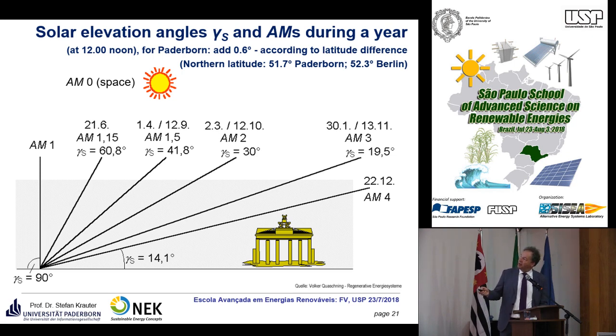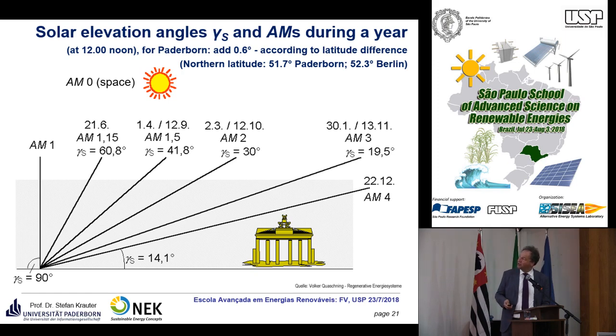So in Berlin, we never get AM1. The best we can get is nowadays, the 21st of June, an elevation angle of 60.8 degrees, so AM 1.15. And for AM 1.5, you don't have to buy an expensive solar simulator. You can wait for the date, put your solar panels there and test them almost with standard test conditions. This would be possible here in Berlin at midday on the 1st of April or the 12th of September. There we have exactly 1.5. It's also possible for Sao Paulo.